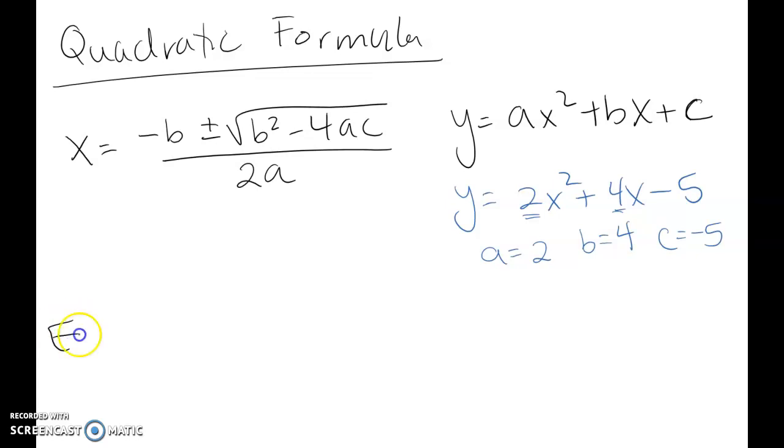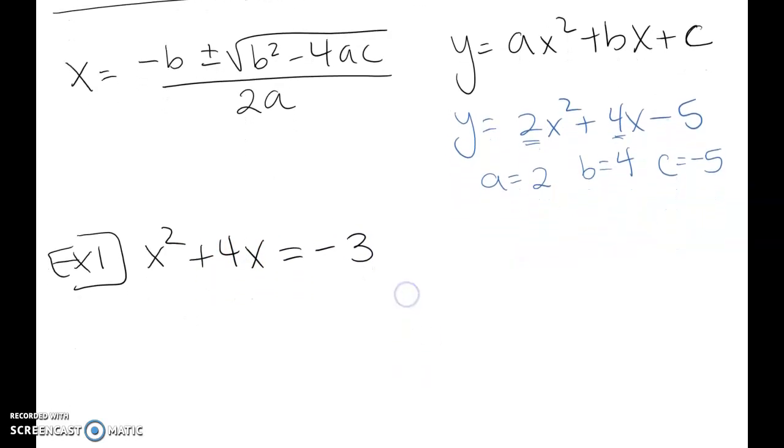So let's start with example 1. I have x squared plus 4x equals negative 3. So the first thing is we need to make sure that it's in standard form like this, where all of it is on one side. So I have equals negative 3. I need to add that to the other side. And I get x squared plus 4x, plus 3 equals 0.